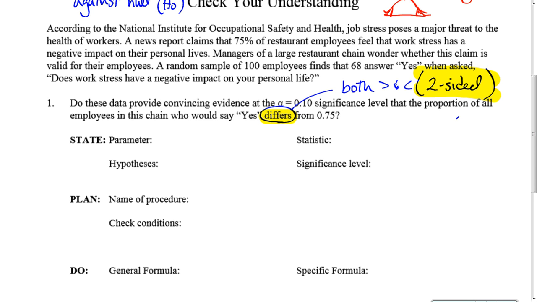For stating the parameter, remember, we're not actually going to have a number value for it. We're just going to explain what's going on. The parameter p is going to be the true proportion. Yes, you have to say true proportion, of employees who say yes. And if we had more room, we could say yes, work stress impacts my life.